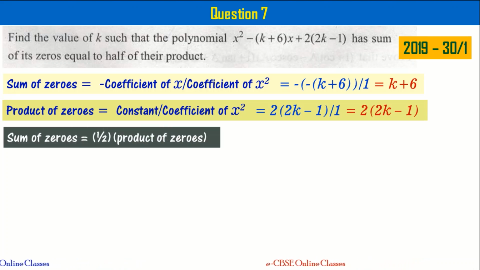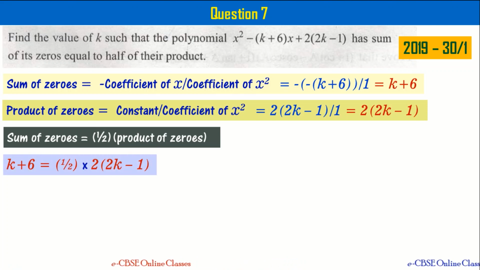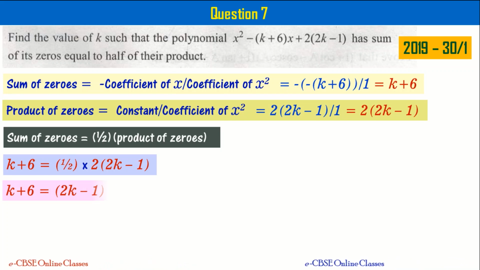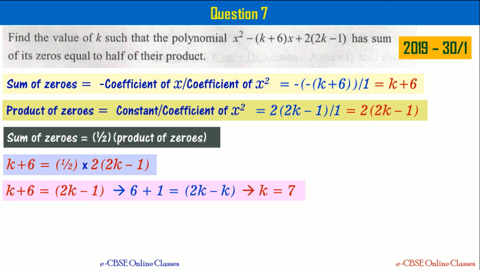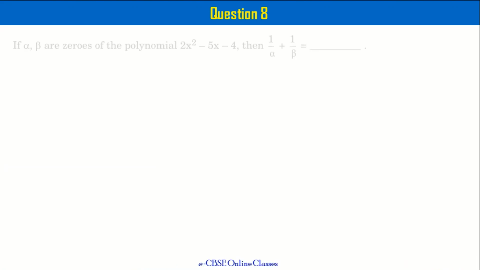And it was given that sum of zeros equal to half of product of zeros, right? It means k plus 6 equal to half times 2 times (2k minus 1). Simplify it such that you get k equal to 7. So k equal to 7 is the answer. Now let's go to question number 8.